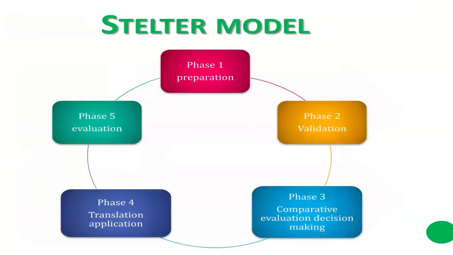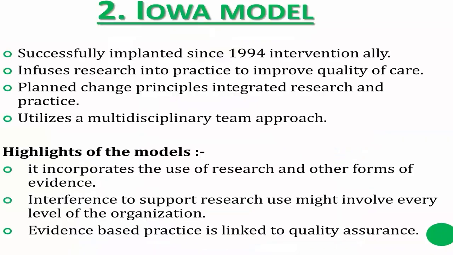So this is the process of how the Stetler model can be applied. In the first phase, preparation, you will look into the evidences and where you will find the evidences. Phase 2 is the validation of evidence. Phase 3 is comparative evaluation and decision making. Then translation, the application into practice, and then evaluation. So these are the steps of the Stetler model.